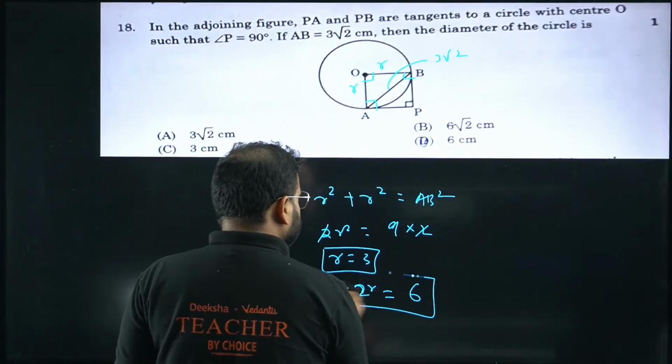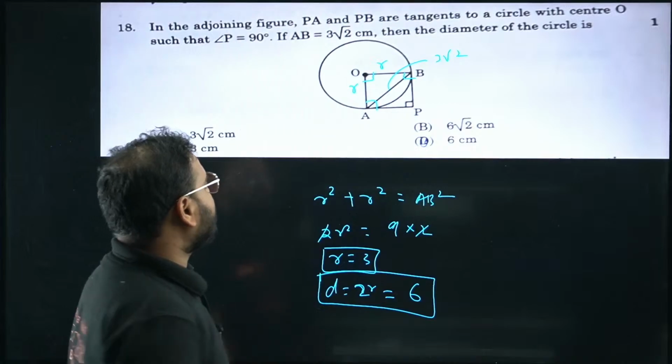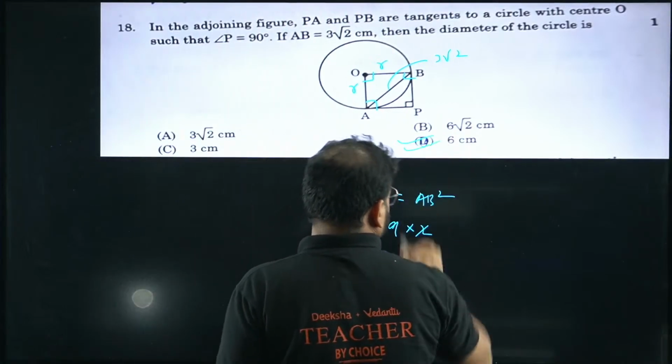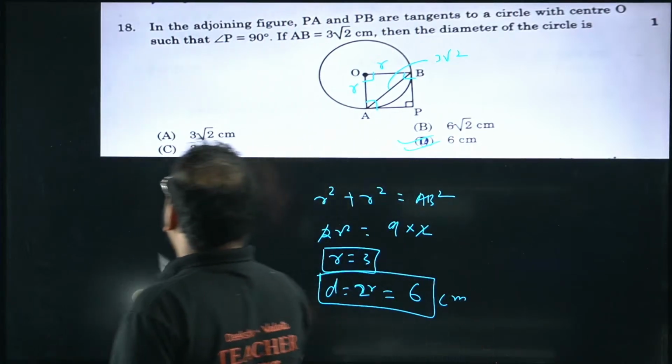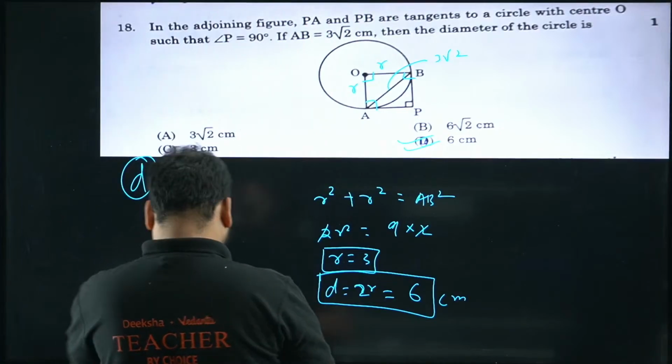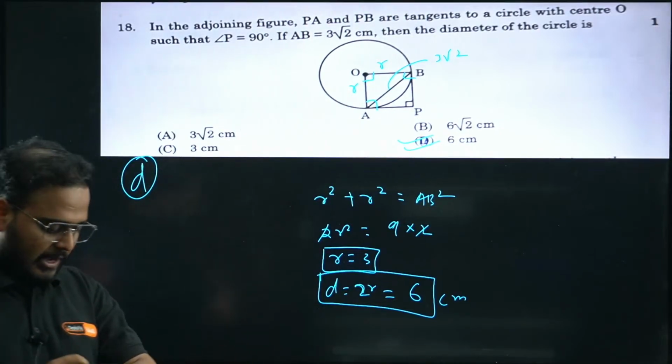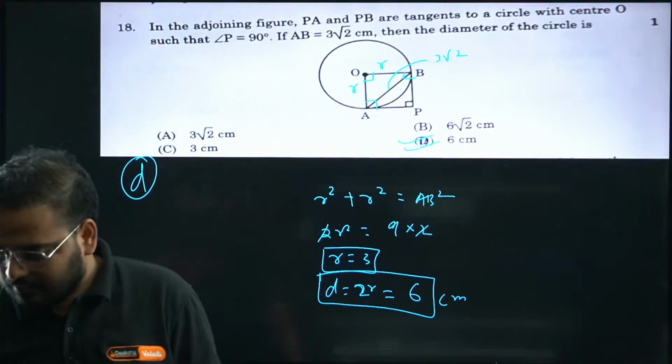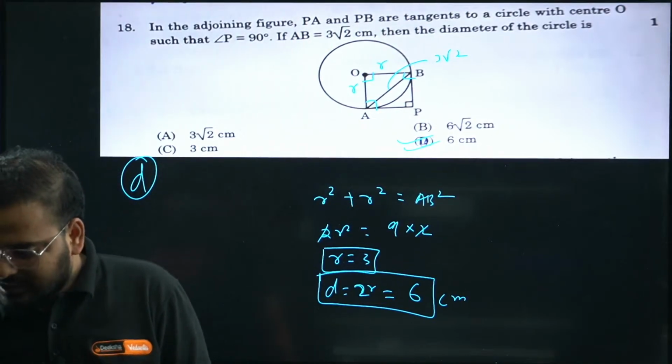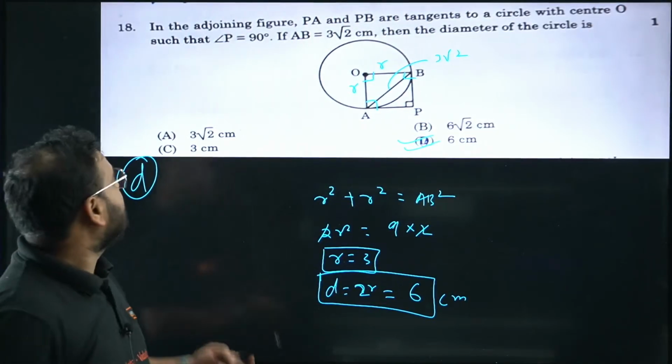Simply 6. Again centimeter is there. So option is D. Please check. Option D is correct. I hope this is okay. Let's move on now, let's complete this.